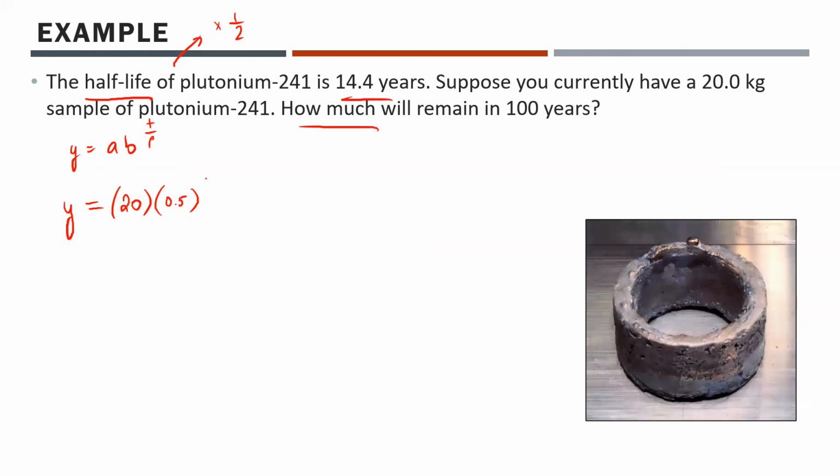To the power of t over p. Well, t is the elapsed time. We were told this is going to go for 100 years, so 100 over p, the time period. That's how long it takes to be cut in half. Well, that'd be 14.4. Just a matter of throwing that in your calculator at this point.